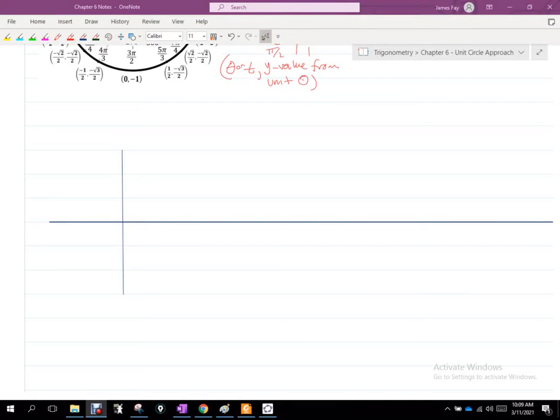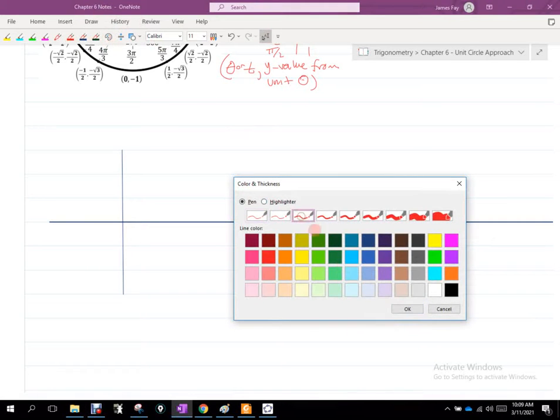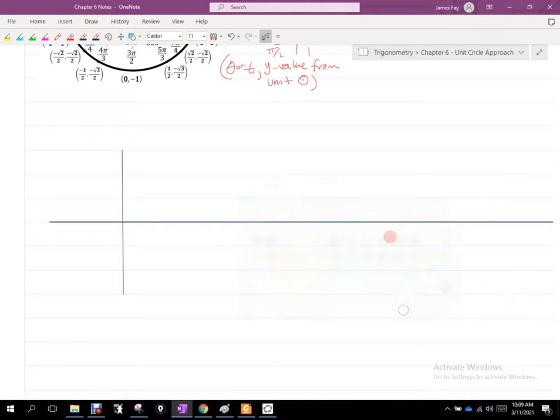What are the key points for the parent function y equals sine of t? Okay, so we go 0, 0 is 1 point.